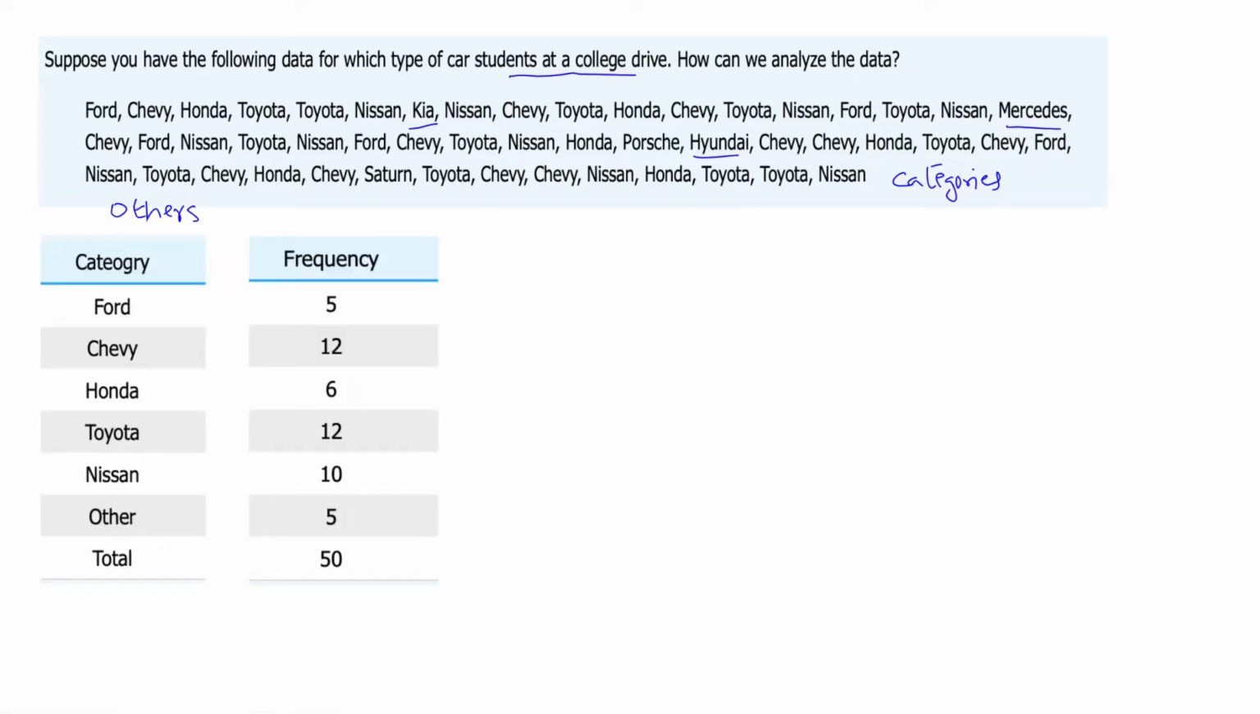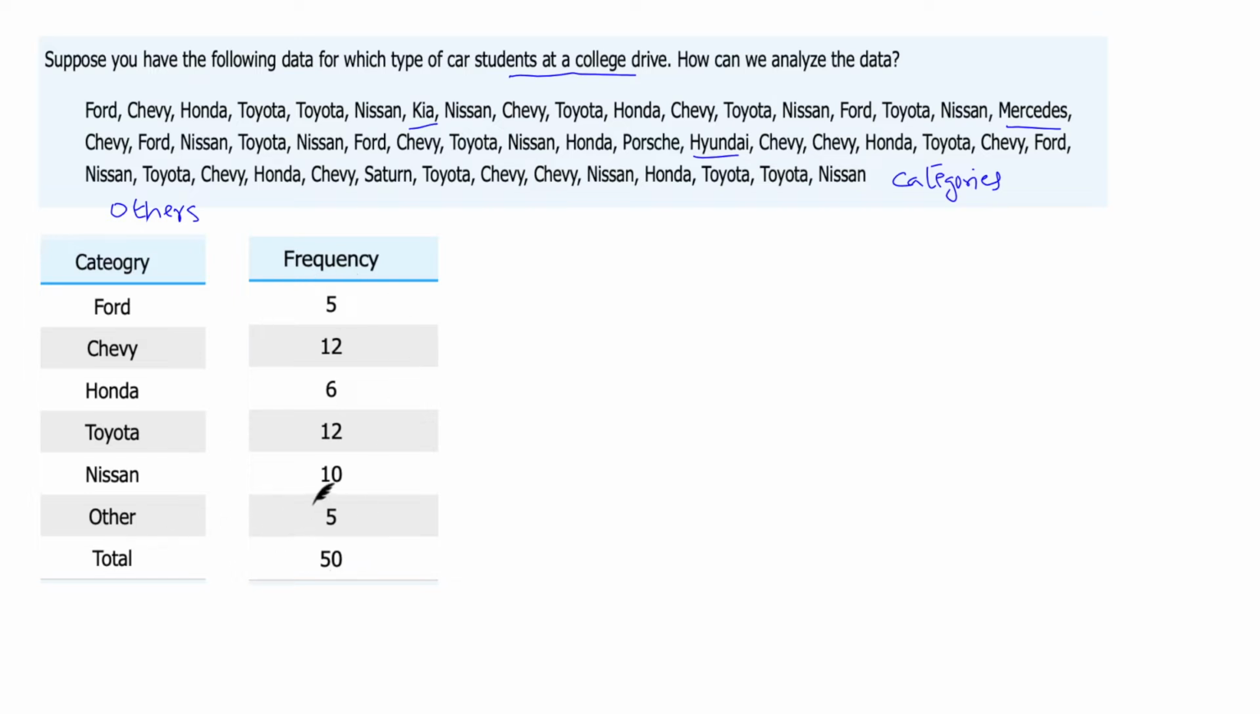Let's have a look at this. So these are the categories that we have. Ford, and the frequency, the number of cars that Ford has is 5. Then Chevy 12, Honda 6, Toyota 12, Nissan 10, others. This is the category that I was talking about. And lastly, we have the total.